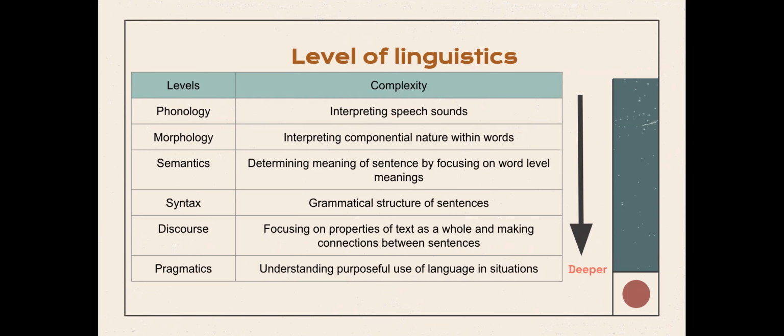Semantics is the meaning of the sentence based on the word level meaning, based on the words inside the sentence. And syntax is how you arrange the sentence, which could change the meaning of the whole thing. And discourse is about making the connections between the sentences, like something that has been said makes reference to something previously. And pragmatics is the purposeful use of language in situations. So some words can mean completely different things in different situations.